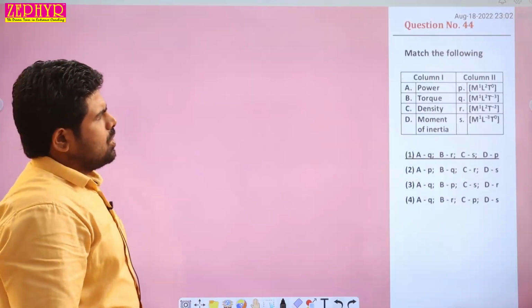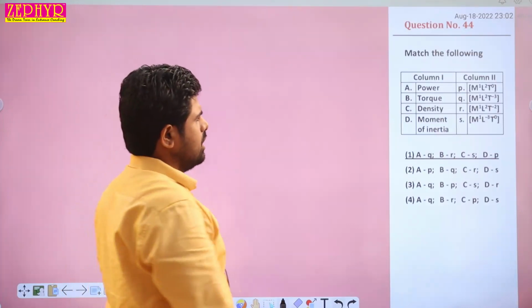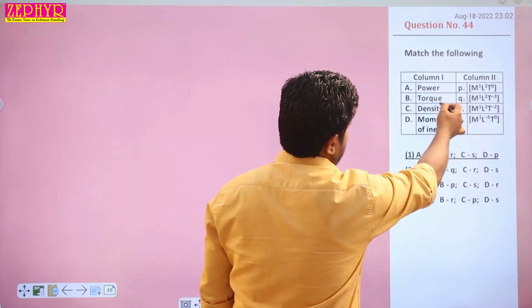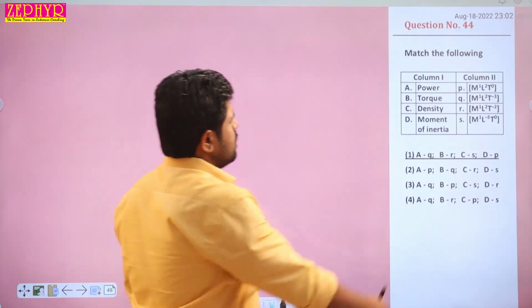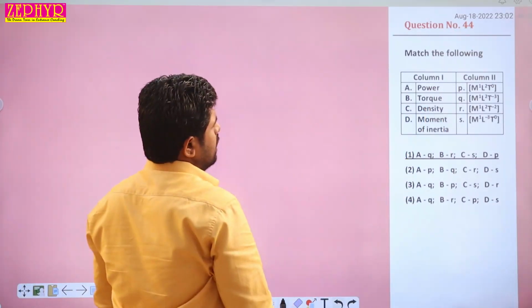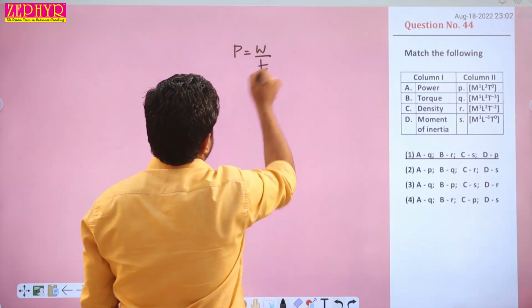Then question number 44, match the following: power, torque, density, moment of inertia. Column number 1 consists of power, torque, density, moment of inertia, and column number 2 has m raised to 1, l raised to 2, t raised to 0; m raised to 1, l square, t raised to minus 3; m raised to 1, l square, t raised to minus 2; m raised to 1, l raised to minus 3, t raised to 0. Okay, so here the dimension of power P is W divided by T.